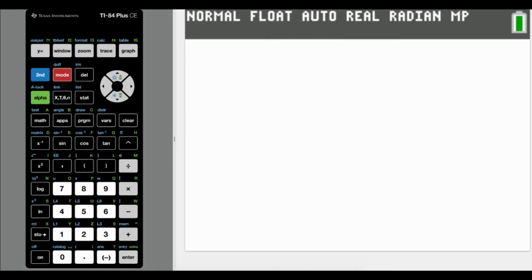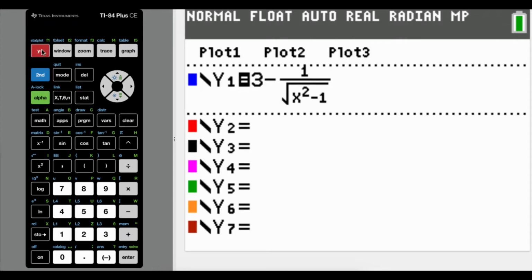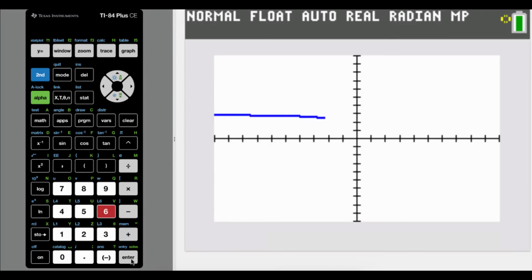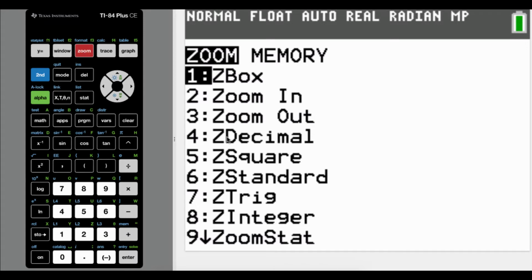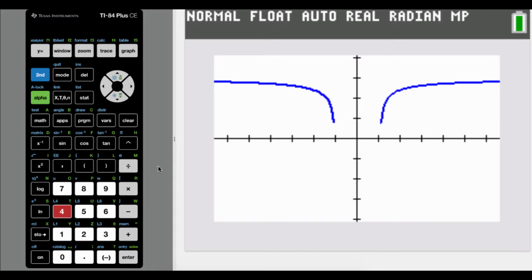So if I pull up my calculator and I hit my y equals button, I already went through and typed in my equation. So you can go ahead and do that. When you're done, hit your graph button. And then what we're going to do is adjust the window a little bit. So I'm going to hit zoom, and I'm going to pick option number 4, z decimal. So we get this picture of our graph.